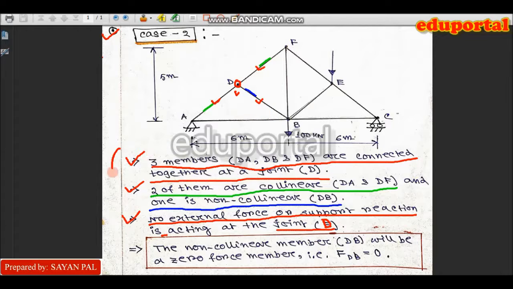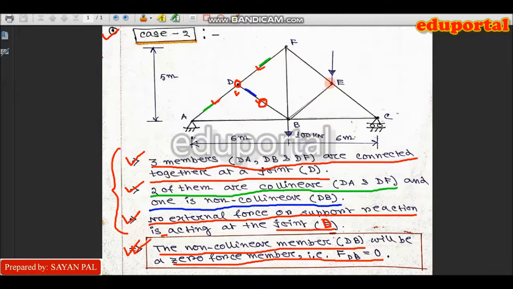So if these three conditions are satisfied, then we can conclude that the non-collinear member, here the DB member, will be the zero force member. So member DB, this is the zero force member, that is the force in the member DB is 0.